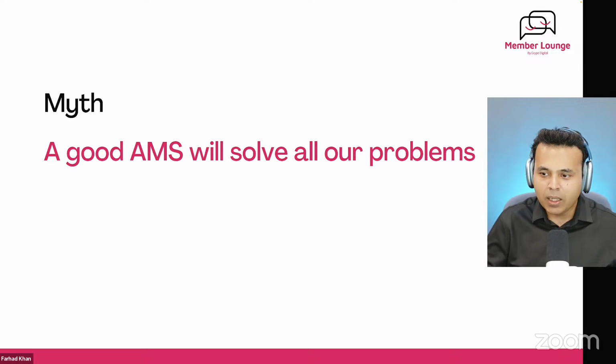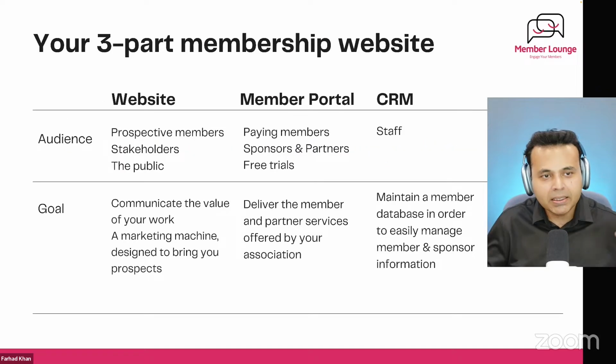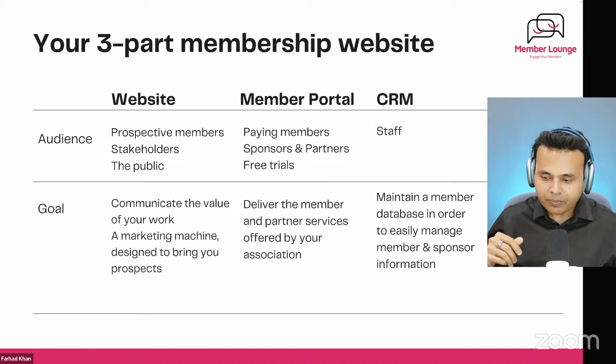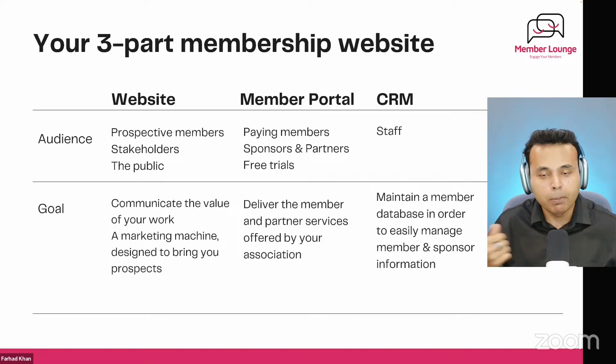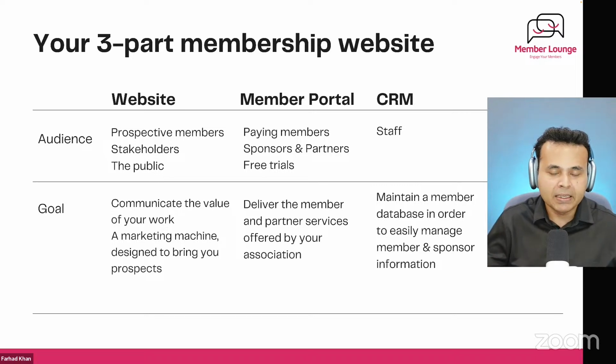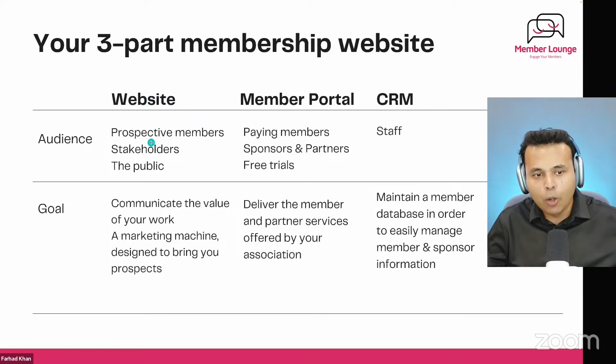So that's why, and we have been working with so many membership websites over the past decade, we came up with our magic 3-part membership website formula. This 3-part membership website gives us the most flexibility and the best traction with our members, with the audience, and with the association staff as well. So in the 3-part membership website formula, what we say is that you need to have a public website to begin with. The public website is for your prospective members.